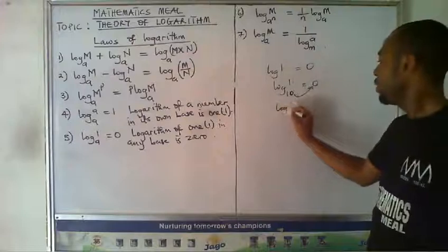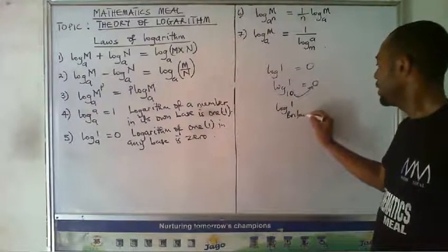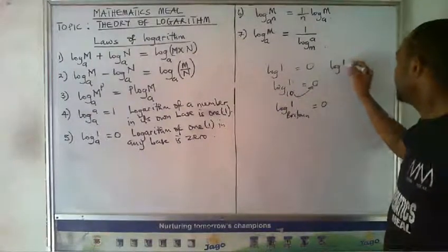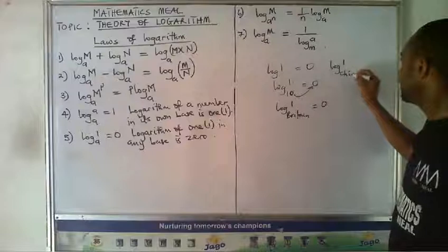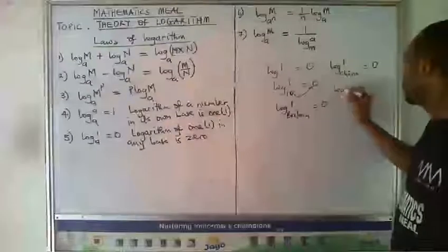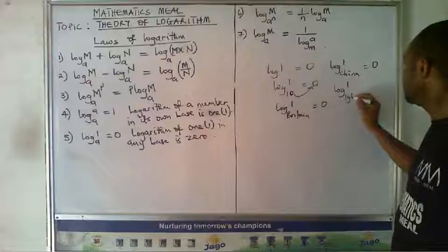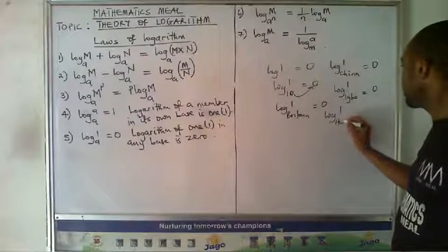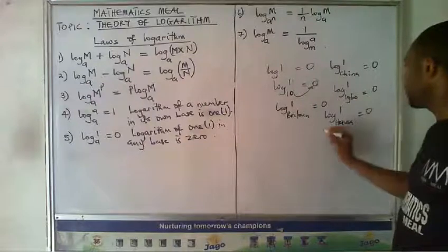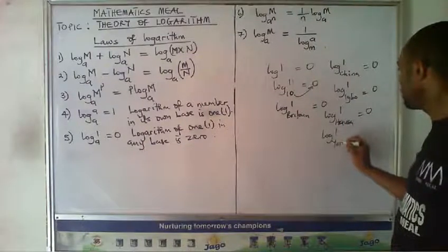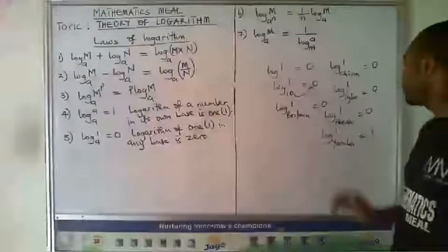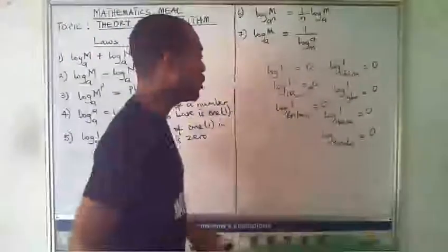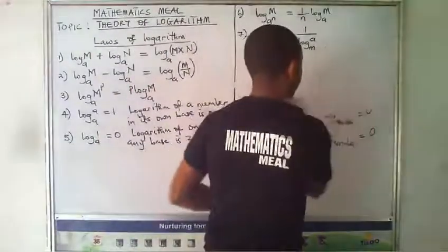So if I have log 1 in base Britain, I'm going to have 0. If I have log 1 in any base at all, let's say in base China, I will have 0. Log 1 in base Igbo, I will have 0. Log 1 in base Hausa, I will have 0. Log 1 in base Yoruba, we still have 0. So the logarithm of 1 to any base is 0.